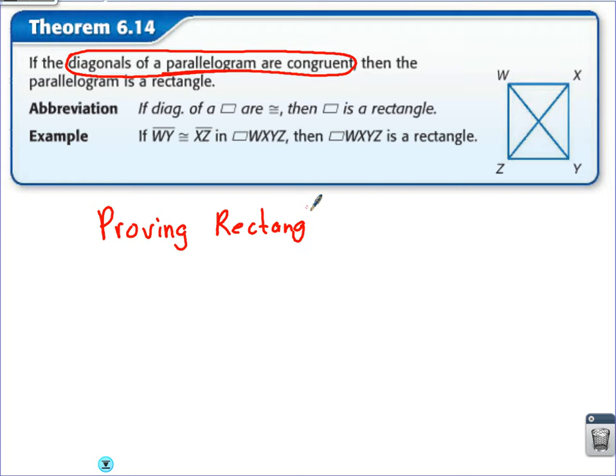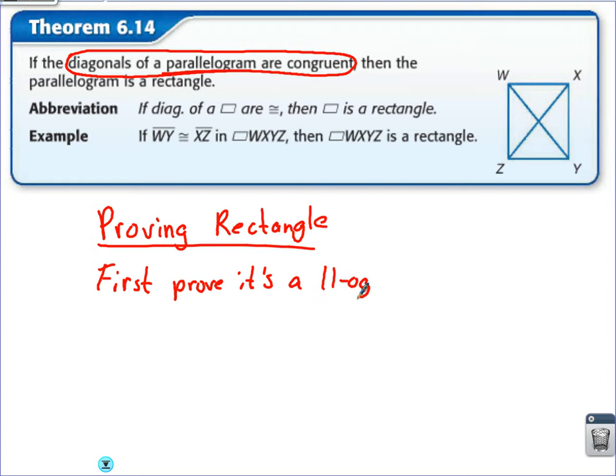Well, no, actually, there's one other one. First, you have to do this. I'll give you the other one in just a second. First, you got to prove it's a parallelogram. That's the first step. And step number 2, you've got two options here. By definition, what makes it a rectangle?